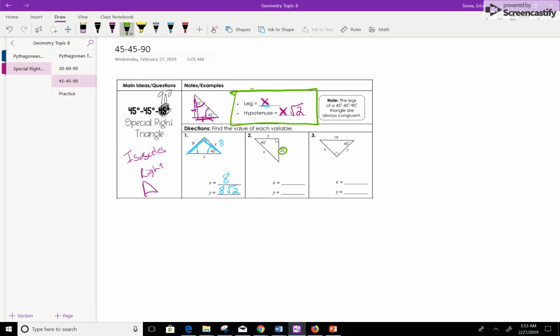So now let's look over here at number 2. We've got 25 for one leg. So our other leg is going to be 25. And then our hypotenuse is just 25 root 2.